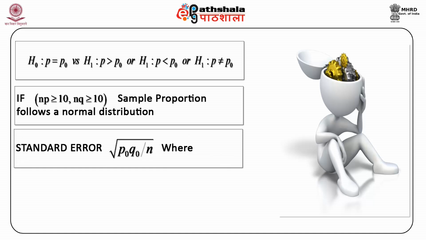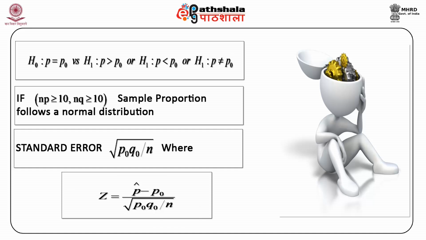So the standard error is square root of P naught Q naught by n, where Q naught is 1 minus P naught. P hat is the sample proportion and the test statistic is Z equal to P hat minus P naught divided by the square root of P naught Q naught by n. The decision rule using the calculated value Zc is the same as in table 1 for the upper, lower and two-tailed tests. Note that the standard error of p hat differs from the one used in interval estimation.